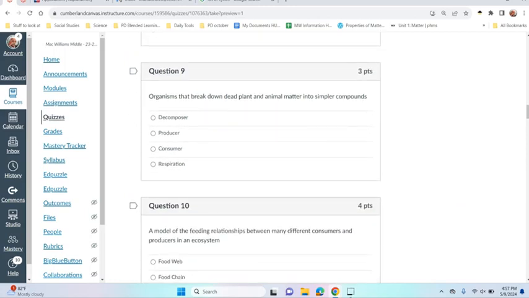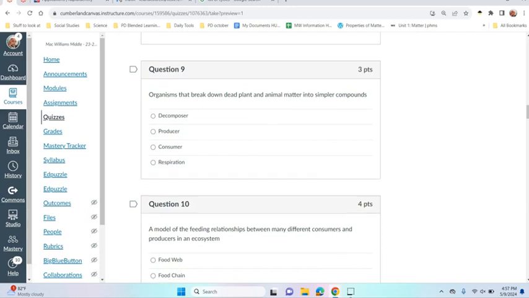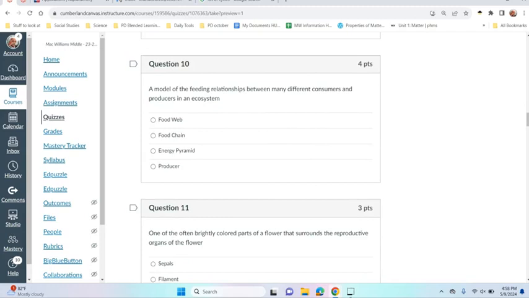Number 9. Organisms that break down dead plant and animal matter into simpler compounds. Is that decomposer, a producer, consumer, or respiration? Number 10. A model of the feeding relationships between many different consumers and producers in an ecosystem. Is that food web, food chain, energy pyramid, or producer?